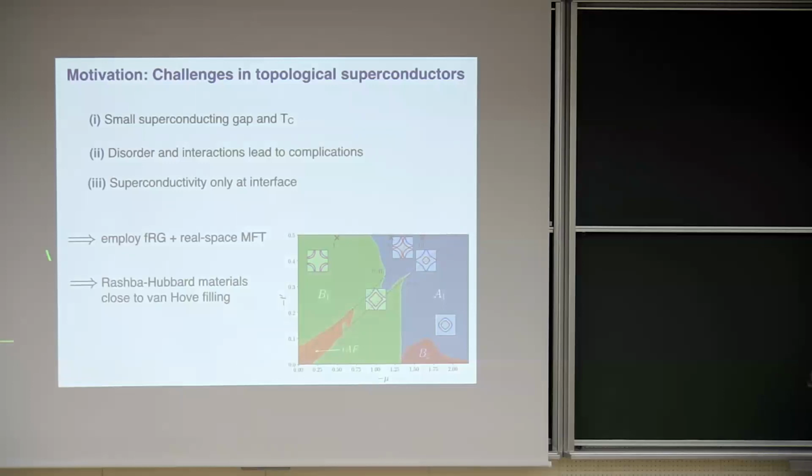Okay, so to resolve these problems, I'm going to suggest using the functional renormalization group together with real space mean field theory. This will resolve this problem too. And then I'm also suggesting to look at Rashba-Hubbard systems close to Van Hove fillings. Because of Van Hove fillings, you have a large density of states, so this can give rise to large Tcs and large gaps. And this Rashba-Hubbard system can also be realized in materials, and therefore the superconductivity will exist in the bulk of the system, not just the interface.